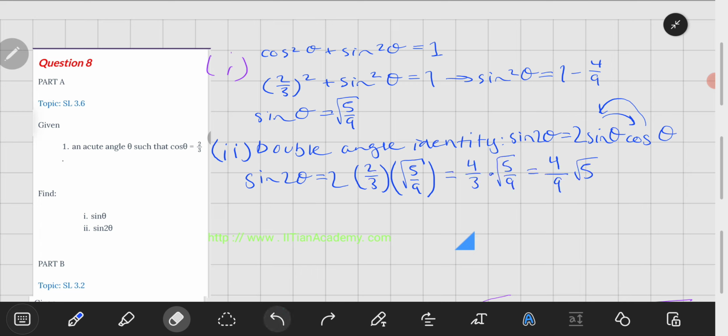And then if we expand our expression, we get that this is now equal to 4 over 3 times root 5 over 9. And we can take out our root 9 and multiply our denominators to get a nicer looking expression of 4 over 9 root 5. And that's our answer to question II. What is sine 2 theta?